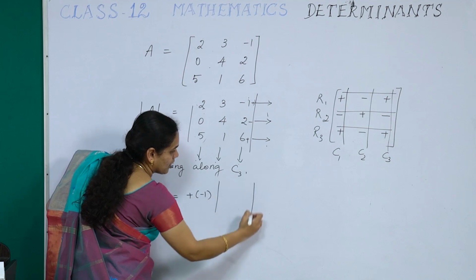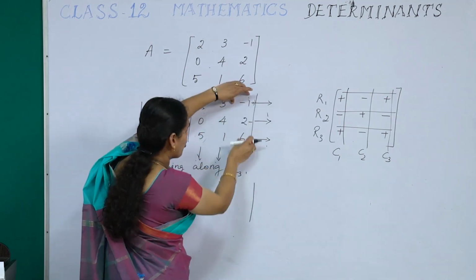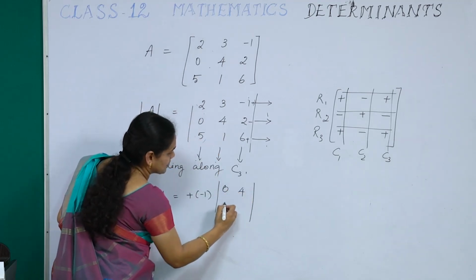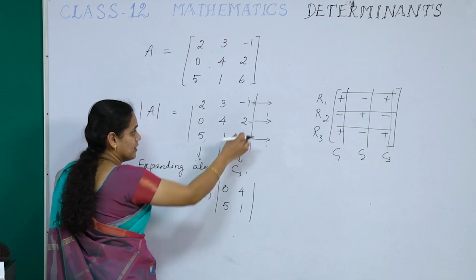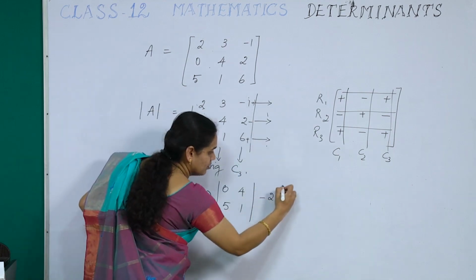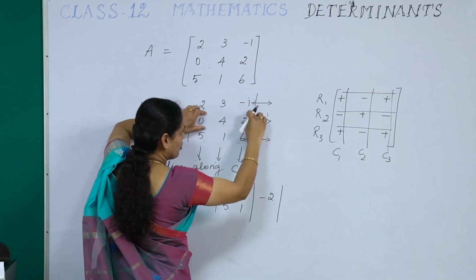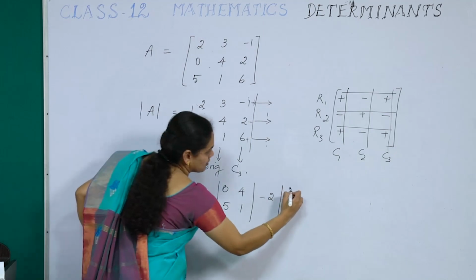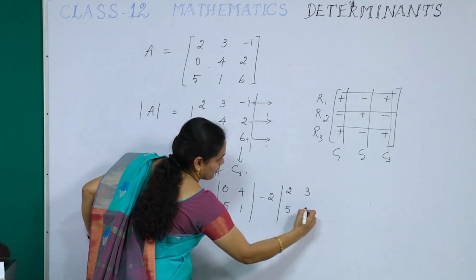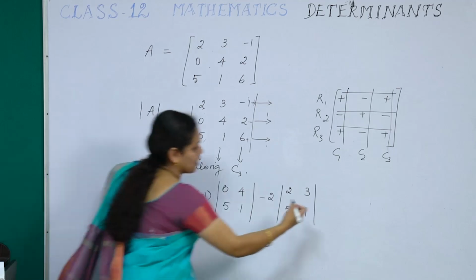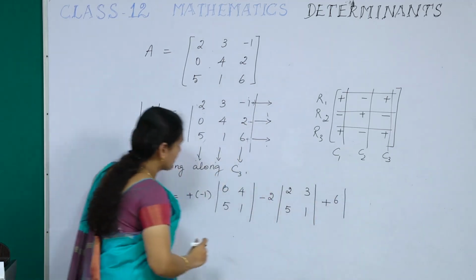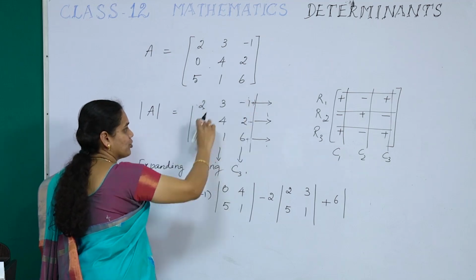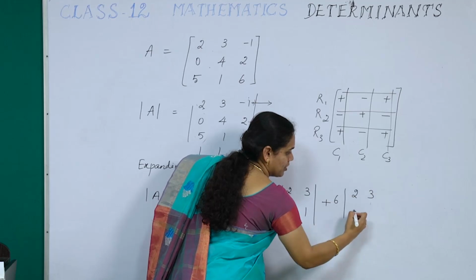Then we delete this column and row. So we have these 4 elements: 0, 4, 5, 1. Then we go here, that is minus 2, and delete this row and this column. We get 2, 3, 5, 1. Then plus 6 into, when we take this element, we delete the column and row. We get 2, 3, 0, 4.